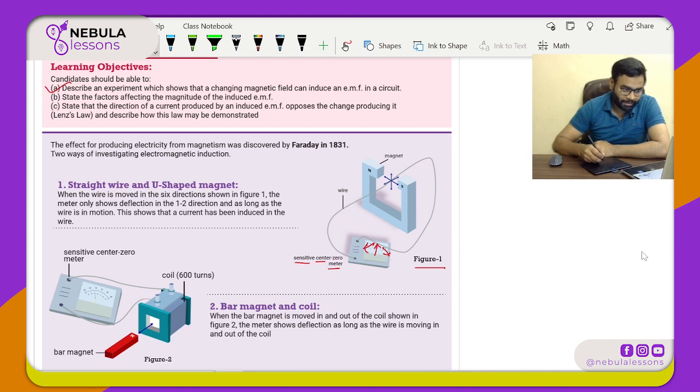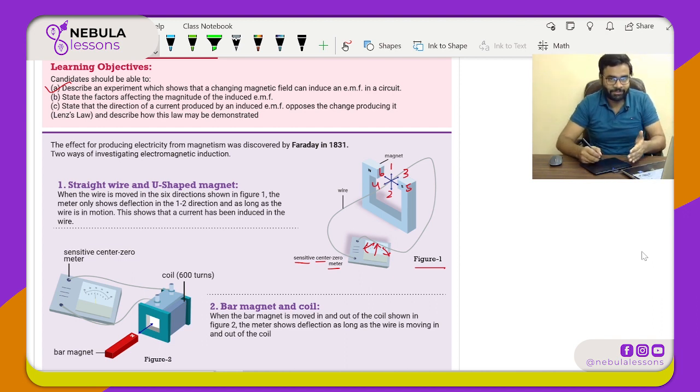Between the poles of the magnet, I'm going to mark 1, 2, 3, 4, 5, and 6, six different positions. When the wire is moved between the six different positions, deflection was only observed when the wire moved between positions 1 and 2. Because in positions 1 and 2, the wire is literally cutting the magnetic field lines, and only then was deflection observed. So what does this mean?